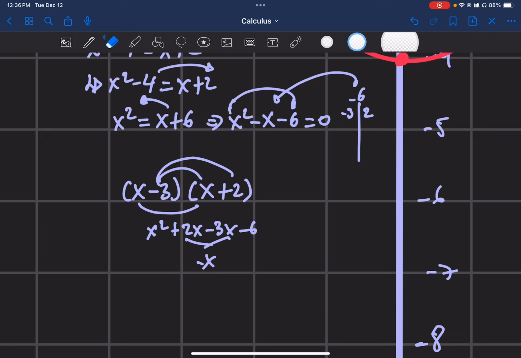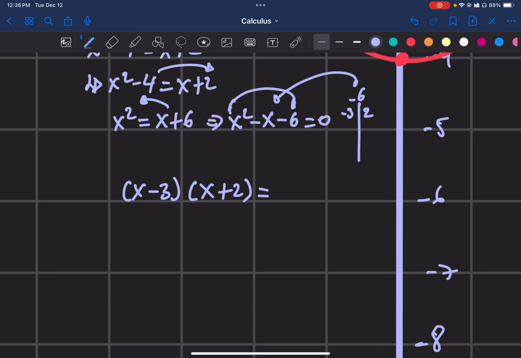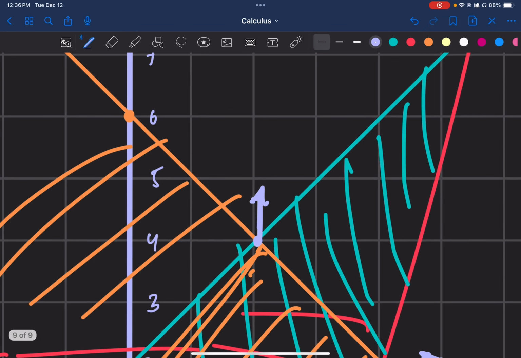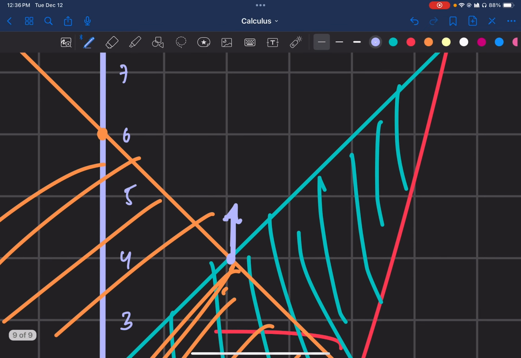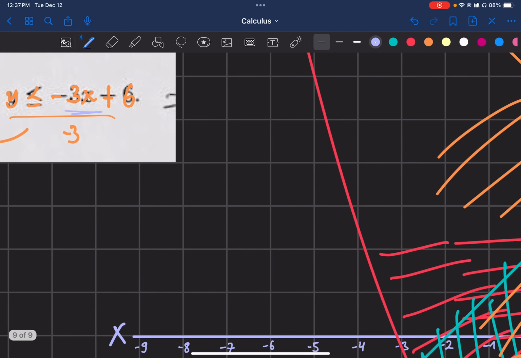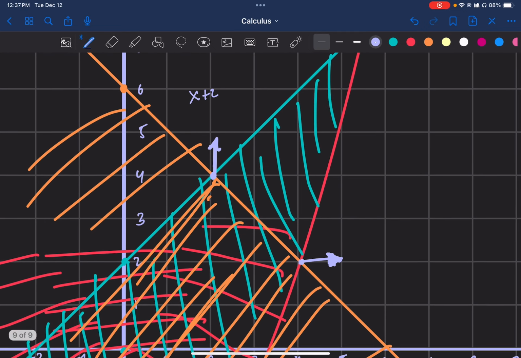Amazing. So now, remember that this was all set to be equal to 0. Solving for x, I end up with x is equal to 3 and x is equal to negative 2. I'm going to keep them here. And I can come up here to find a solution for those two lines. Those two lines were x plus 2, I think, right? Yep, x plus 2, and then this one, negative 3x plus 6.